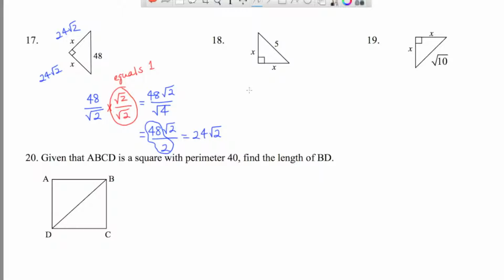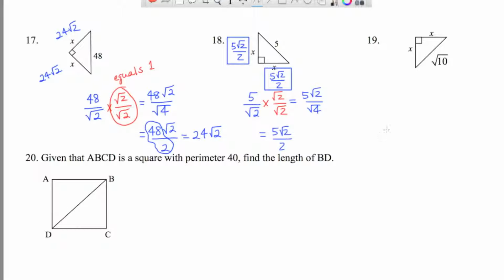In number 18, the hypotenuse is 5. So write down the hypotenuse, divide by root 2 to get a leg. Because you're not allowed to have a radical in the denominator, we're going to rationalize. On the top we have 5 root 2. On the bottom we have root 4. The top I'll write again, 5 root 2. And the square root of 4 is 2. Now in this case, the 5 and the 2 don't reduce. 48 over 2 in the problem before did reduce, but 5 over 2 does not. So this is the answer, 5 root 2 over 2.